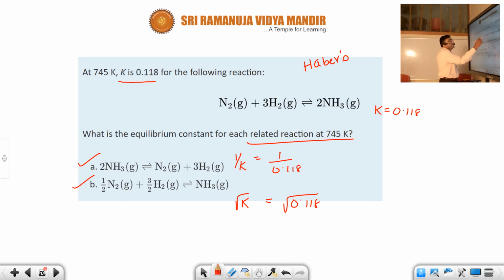So in the first reaction, the reaction is reversed, so you take the reciprocal. You get this. In the second reaction you divide by 2, so naturally it becomes root K. So I hope you are very clear. So how to solve such questions?